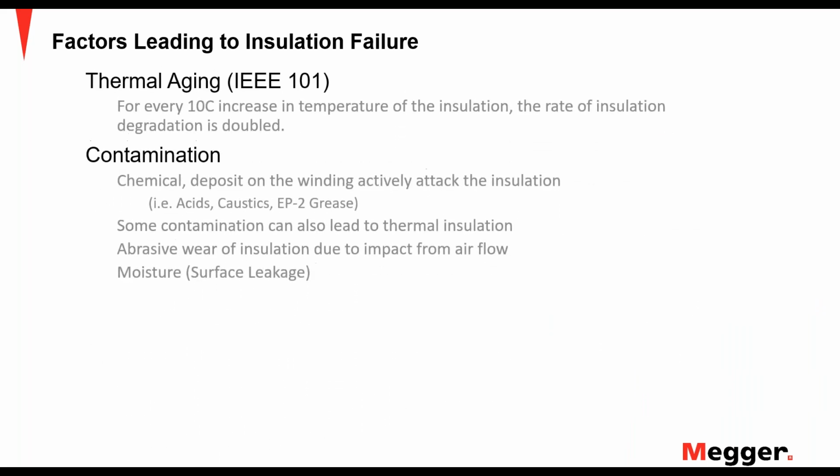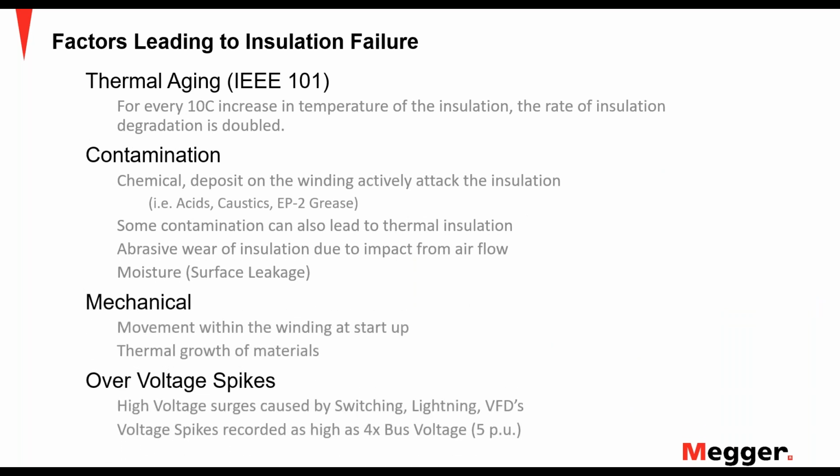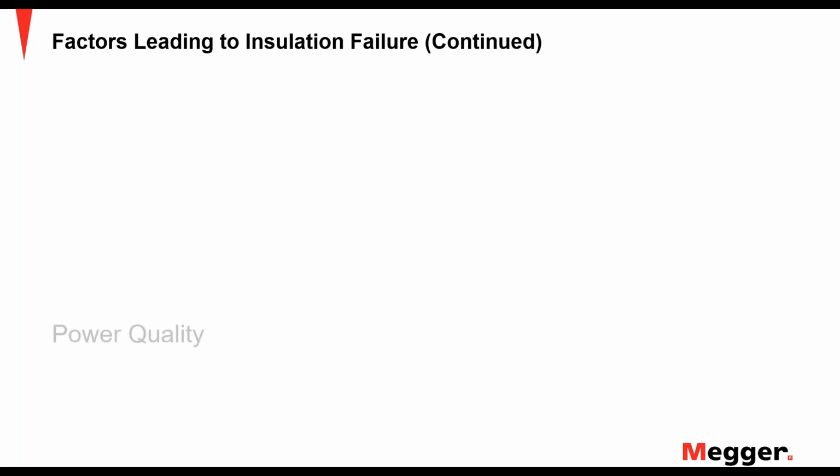So we've looked at the doubling rule. We've looked at contamination. We've looked at mechanical movement and the overvoltage spikes caused by switching surges, breaker opening and closing operations, and VFDs, variable frequency drives or variable speed drives, which cause those overvoltage spikes. Let's take a look at some more factors here, such as power quality and how that plays into the ability of that motor to do its job.